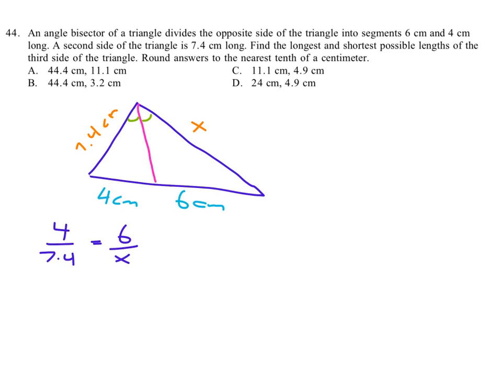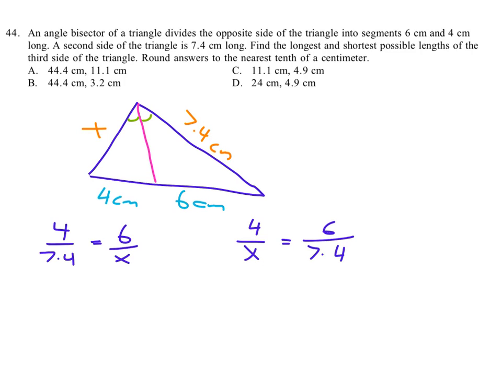Or the other thing that could be happening is that instead of the 7.4 centimeters matching with the side that's 4, that 7.4 centimeters could be matching with the side that's 6. And this could be x. So let's set that proportion up over here on the side separately. So you've got 4 is to x as 6 is to 7.4.